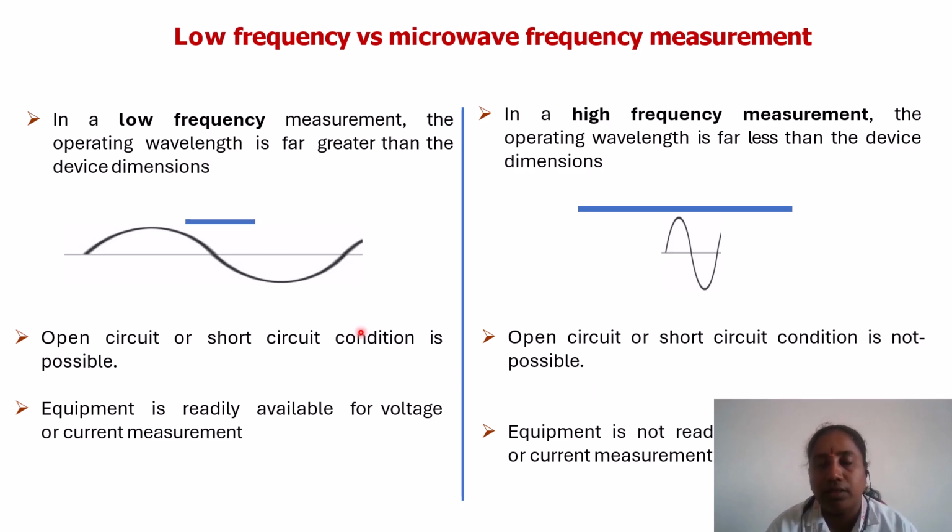And generally, equipment is readily available for measuring the low frequency ranges, but in high frequency ranges, the equipment is not ready for the general measurements of the power levels. So these are the main comparisons between the low frequency and high frequency, that is microwave frequency, ranges.